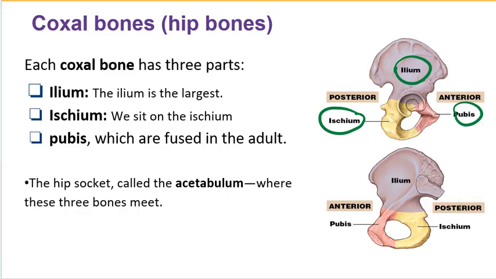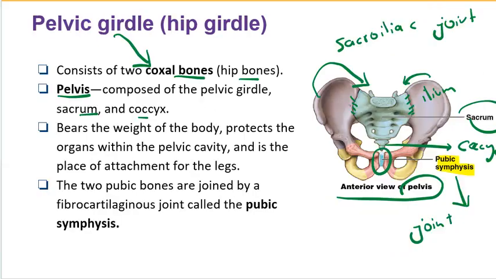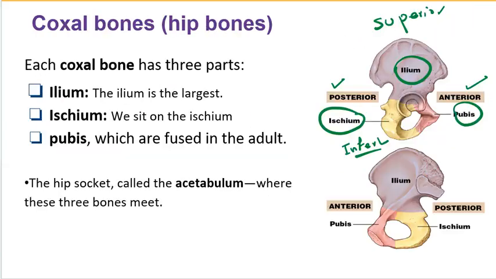Here we have the superior part at the top, and the bottom is the inferior part, and here we have the anterior and posterior. So ilium: top part, the largest one. Pubis: anterior and inferior. Ischium: posterior and inferior. The ischium is the part that you are sitting on. And the pubis, as we mentioned, is the part of the hip bone that articulates together at the anterior side and makes the pubic symphysis joint.